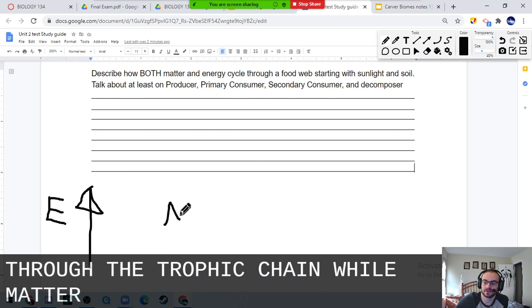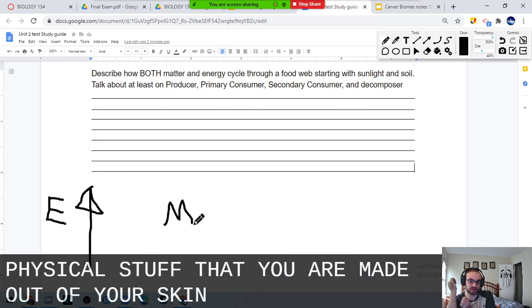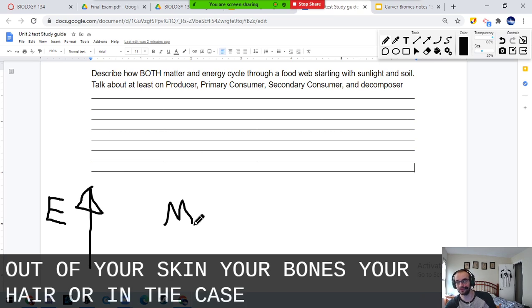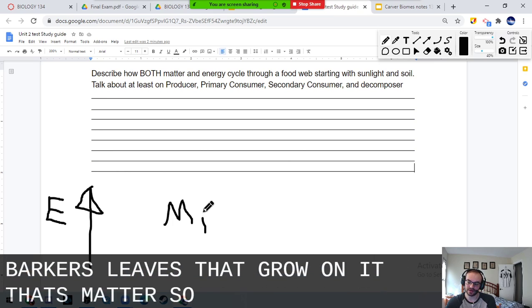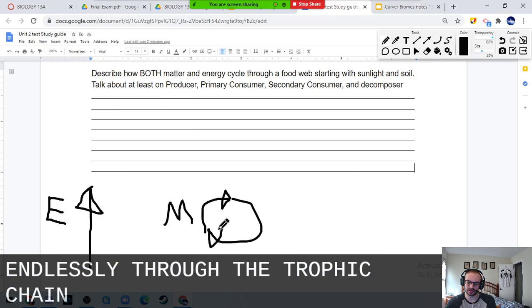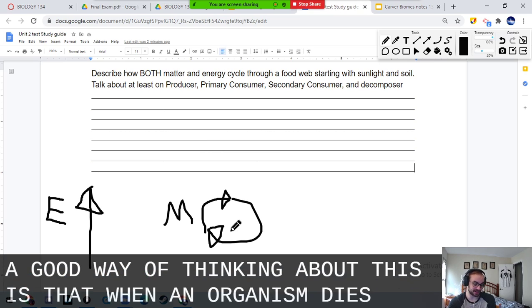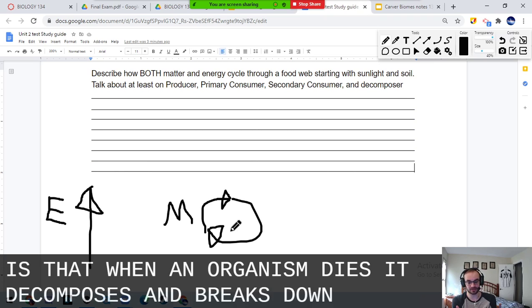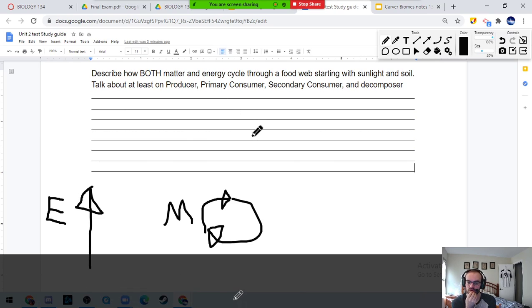While matter, which is just the physical stuff that you are made out of, your skin, your bones, your hair, or in the case of plants, the bark or leaves that grow on it, that's matter. So matter cycles endlessly through the trophic chain. A good way of thinking about this is that when an organism dies, it decomposes and breaks down. That's where those decomposers come in. Okay?